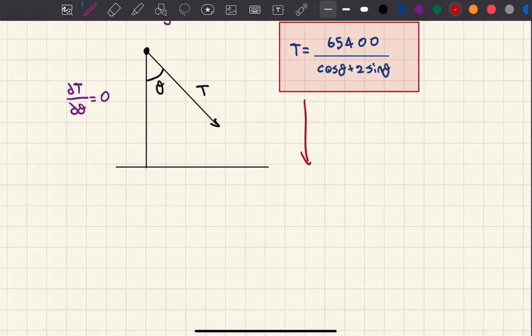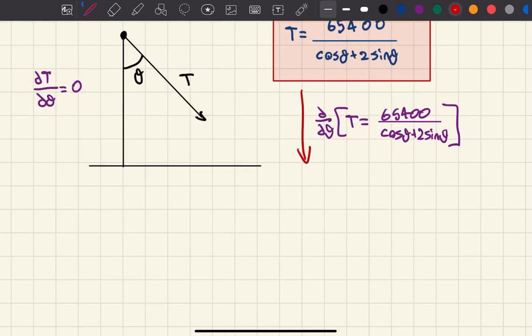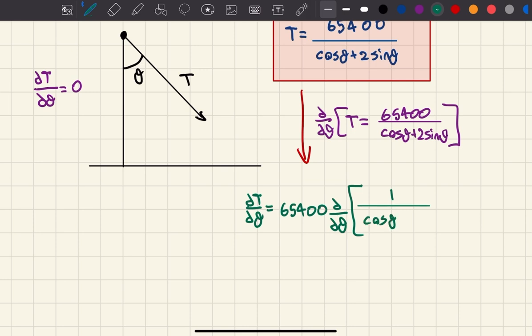And how the heck do you do that? Well, basically, you apply a derivative to both sides, right? With respect to d theta. So we're going to apply this lovely formula to sine theta. Okay, and from this, we're going to get dT over d theta is equal to the derivative, and I'll just skip a quick step here, of d theta times 1 over cosine theta plus 2 sine theta.